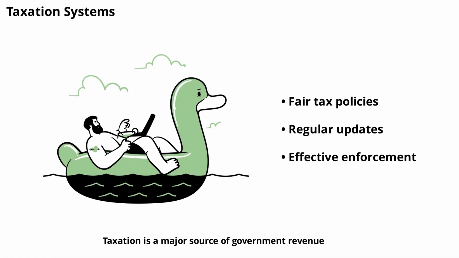Taxation is a major source of government revenue. Maintaining fair and efficient tax systems involves regular updates, clear communication, and effective enforcement. Transparent tax policies help build trust and ensure that governments have the resources needed to serve the public.